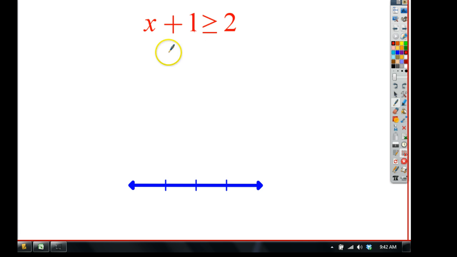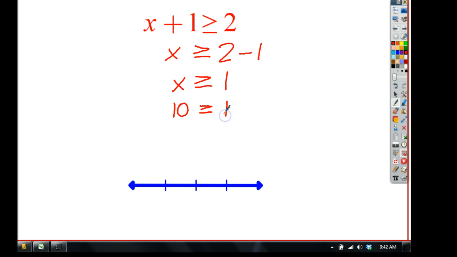Instead of going up 1, I'm going to take 2 and go down 1. Then I can say all numbers that are greater than or equal to 1 would work here. We'll make the left side bigger than the right side, and that's what it's saying. So let's pick a number that's more than 1. Let's pick something big, let's say 10. Is 10 more than 1? Yes. Now let's plug it in: 10 plus 1, is that more than 2? Yes, 10 plus 1 is 11, and 11 is more than 2.